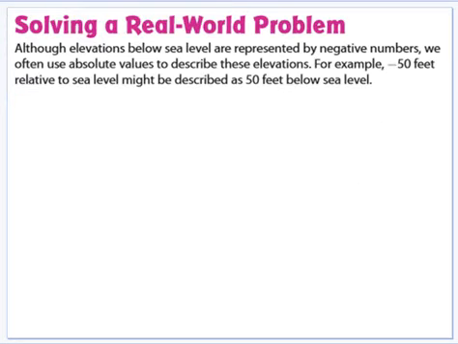Moving on. Solving a real world problem. Although elevations below sea level are represented by negative numbers, we often use absolute values to describe these elevations. For example, -50 feet relative to sea level might be described as 50 feet below sea level. Class, even though the number is negative, we use a +50 and then we explain that it's below sea level, so that means it's negative. It's like you're going 50 feet underground. Ground is 0. If you're going 50 feet underground, that's -50. Okay?